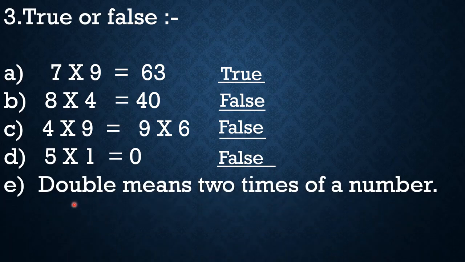Now in E part, double means 2 times of a number. Double का क्या मतलब होता है? उसका number का दोगुना? Yes. So this statement is true. So we will write true for it. Understood, beta?